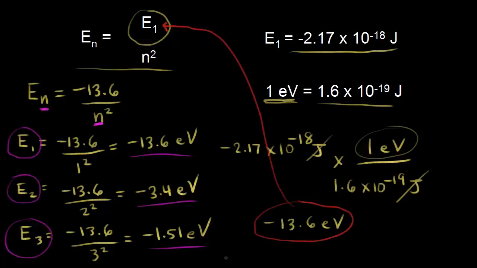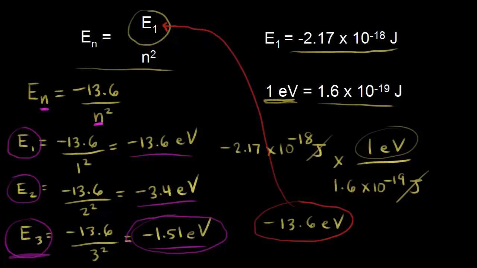So energy is quantized using the Bohr model, so you can't have a value of energy in between those energies. Also note that your energies are negative, and so E3 turns out to be the highest energy because it's the one that's closest to 0. So E3 is the highest energy level out of the 3 that we're talking about here.